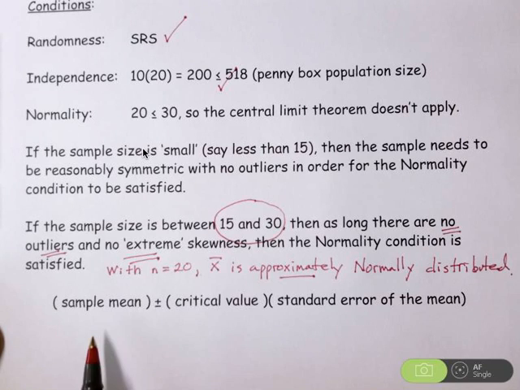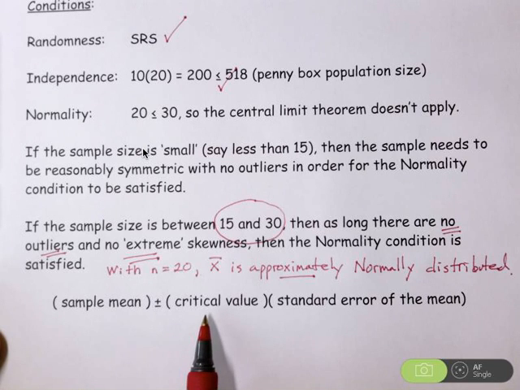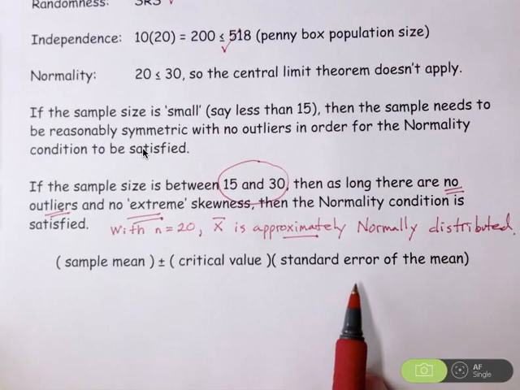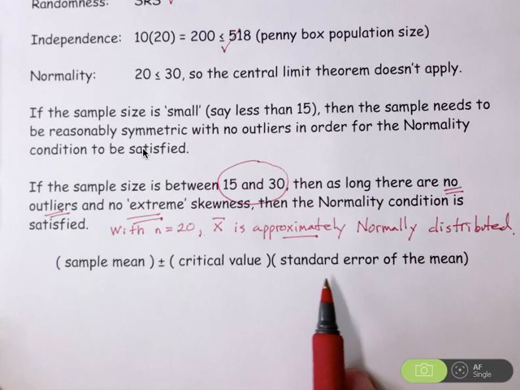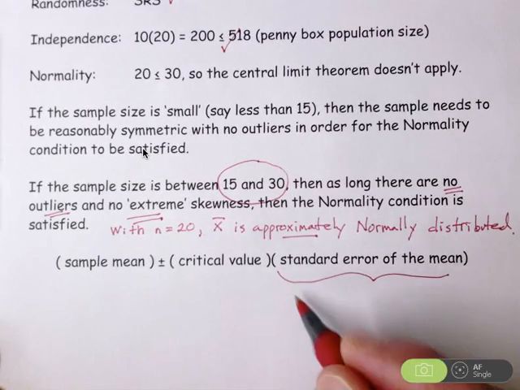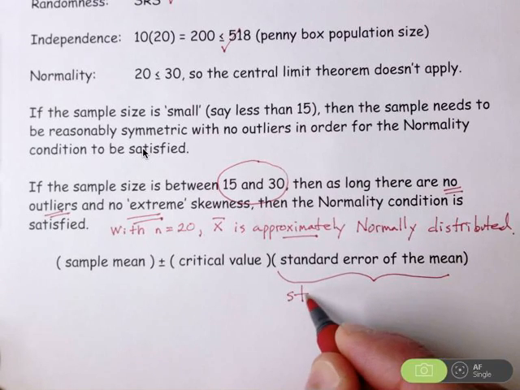So our confidence interval is constructed by taking our sample mean, adding and subtracting our critical value. That's how many standard deviations above and below the mean I want to go in order to build my boundaries for my confidence interval. And then I need the standard error of the mean. That's also the standard deviation of the sampling distribution for the mean.